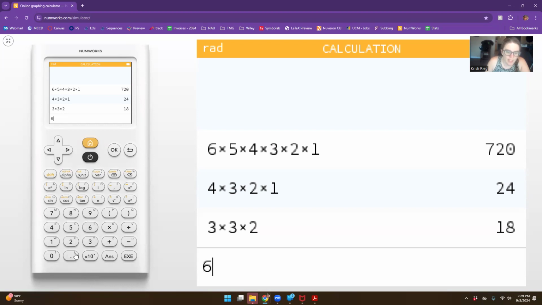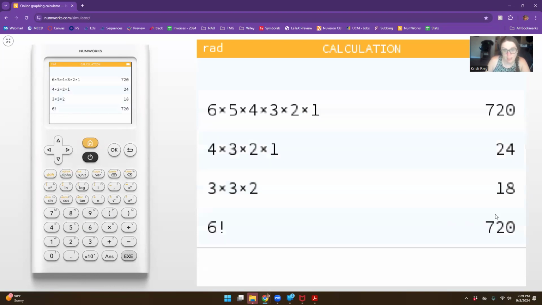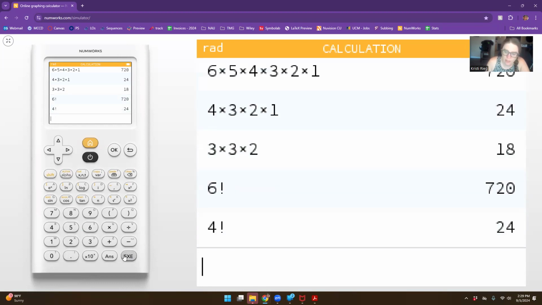And since it's tiny, it's our alpha. Alpha gets us the tiny ones, just like how the alphabet is up here in tiny letters. So I hit alpha, and then I have exclamation point. We know the answer is 720 from above, and we get 720 again. Try that again with 4. Exclamation point, so I hit alpha, and we get 24.